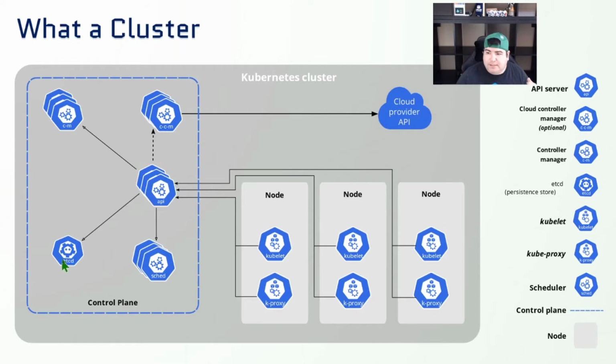This etcd store is a distributed database where the cluster state and the application definitions are stored. The control manager is running processes like our node controllers, job controllers and endpoints, and handling service accounts and tokens. Then the last component that we have here is the cloud manager. This embeds cloud-specific knowledge, and it allows Kubernetes to link to a cloud provider API for accessing things like cloud storage or load balancers.